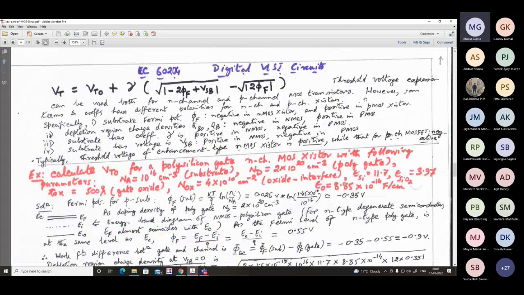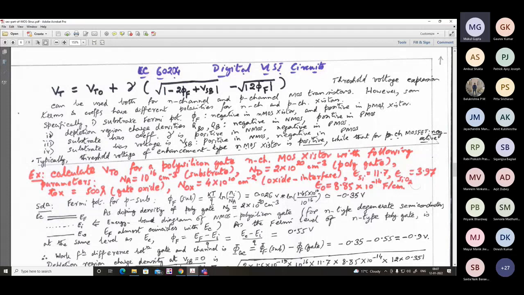Gamma, for example, is positive for NMOS transistor but negative for PMOS transistor. And here I have written specifically that some of the terms and coefficients have different polarities, positive and negative, for N-channel and P-channel transistors. Specifically, the substrate Fermi potential phi F is negative for NMOS transistor because the P-type substrate is there, and it is positive for PMOS transistor. In PMOS transistor, we have the N-type semiconductor substrate, for which phi F is positive.